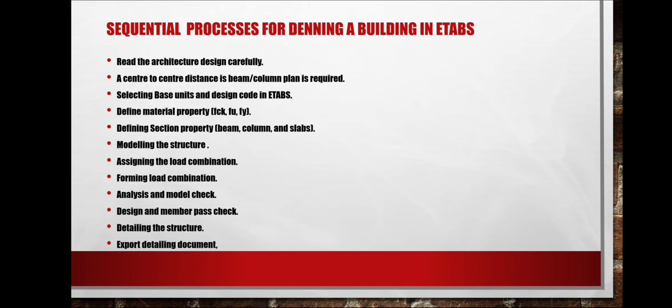Next, we are going to define the properties. What are the properties of fck, fy, fu? These properties we are going to define. And after selecting the properties of the material, we start selecting our beam and column: what size of beam you are going to give, what size of column, the shape of column. All these things we are going to define.